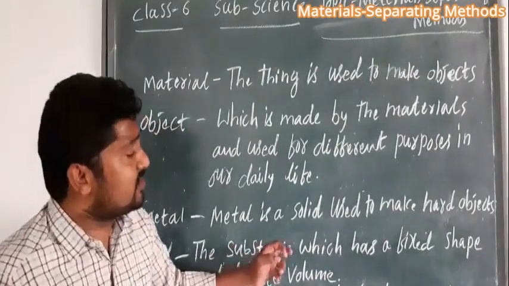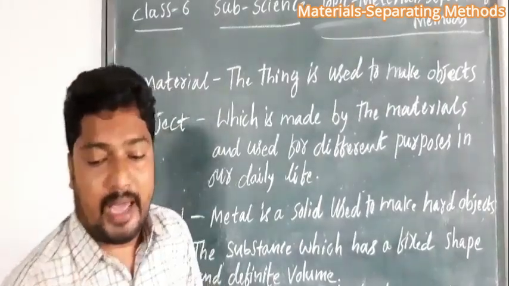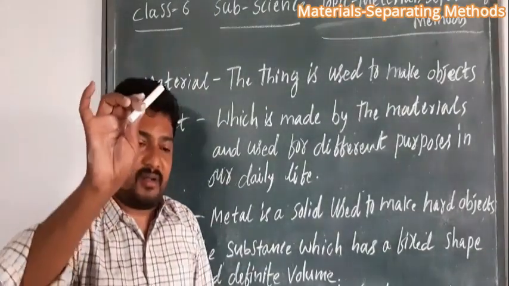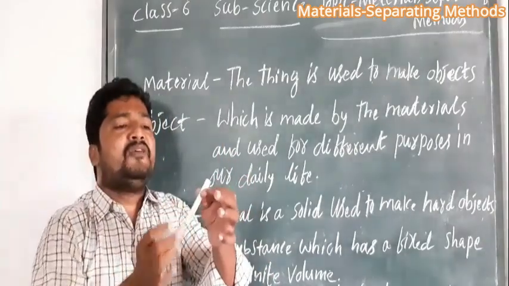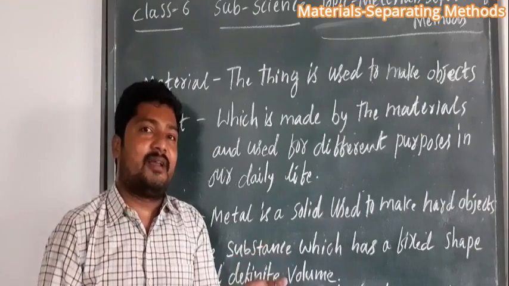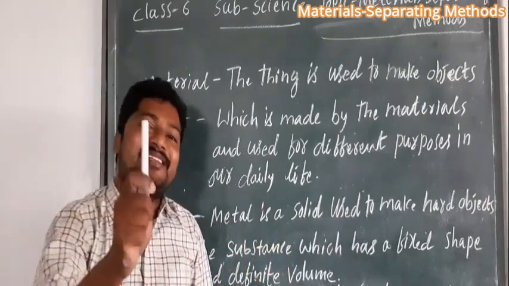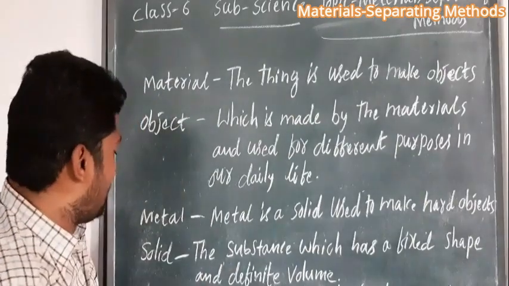So the substance which has a fixed shape. For example, I have taken this chalk. This is a solid and it has a fixed shape and weight also. This is called solid. And next one is liquid.